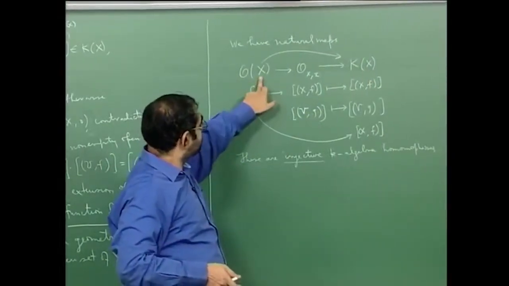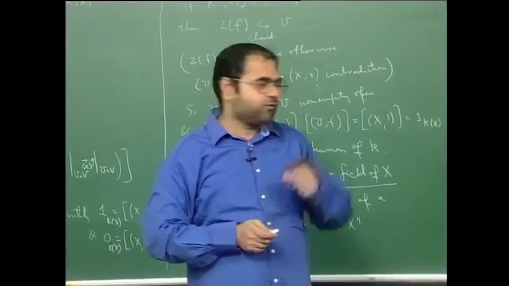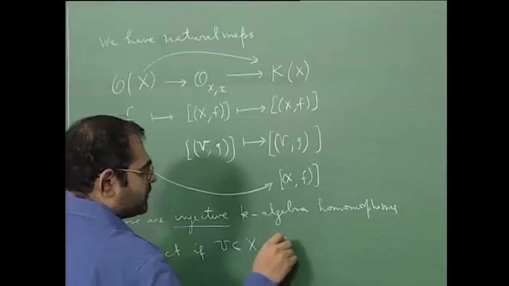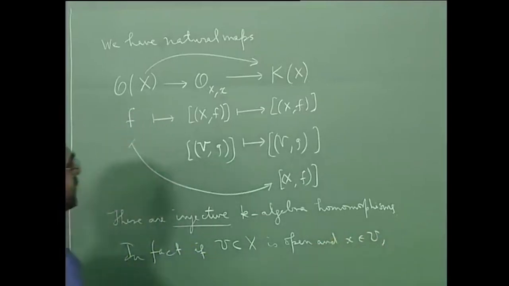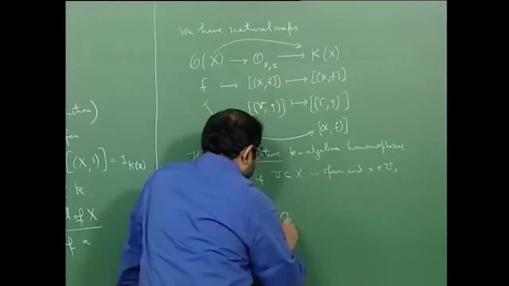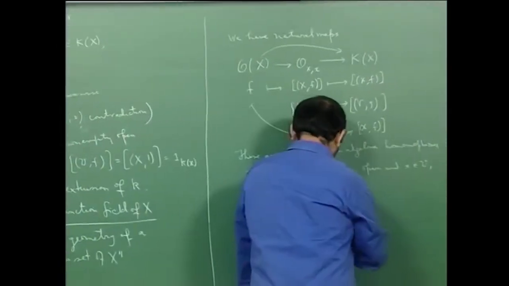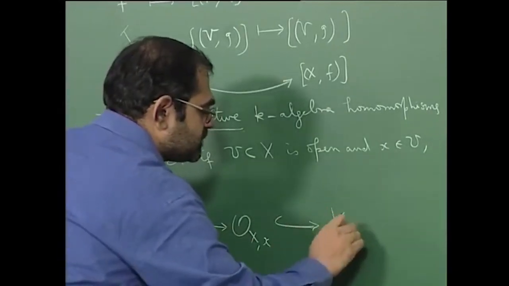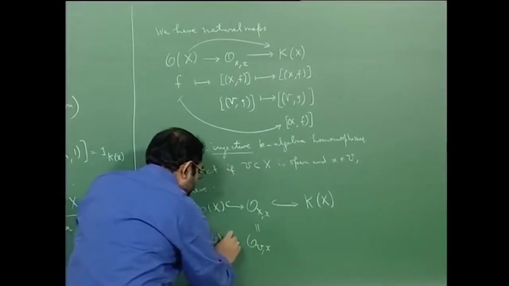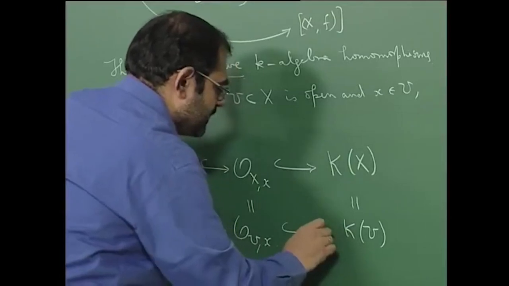Now what I want you to understand is that in all these things nothing will change if I replaced X by an open subset U. In fact, if U is an open subset of X and small x is in U, then we have a commutative diagram, we have equalities, in fact, O_{X,x} to O_{U,x}. At the level of local rings and at the level of function fields you are not going to have any difference. So I'll put a hook arrow saying that you are considering these as subrings. What will happen is this will be the same as O_{U,x}, and this will be the same as K_U, and this will sit inside, okay.